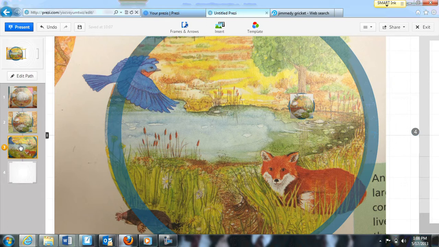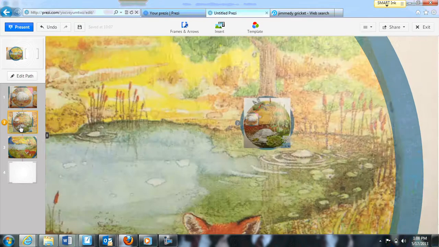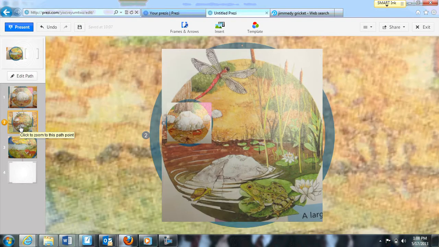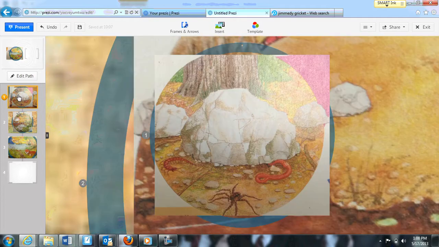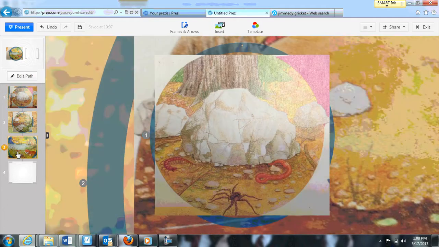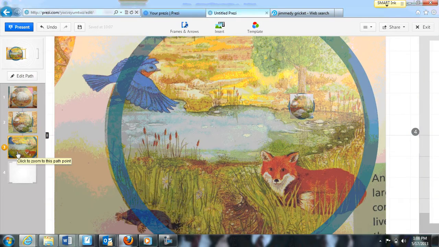In this large community, we have all of the things we've looked at, such as the frog, the snail, and the dragonfly, the spider, the worm, and the centipede, as well as large animals like the fox, the bird, and the mole.